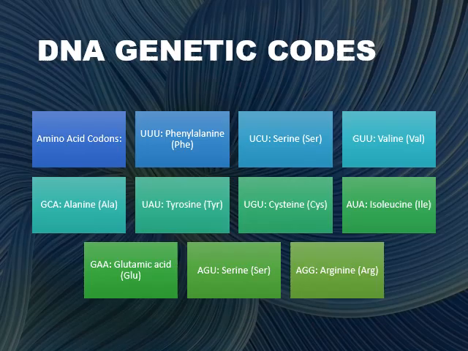Here is an example of DNA genetic code. We have the codon UUU, which is phenylalanine, we have UCU, serine, GUU, valine, and so on and so forth.